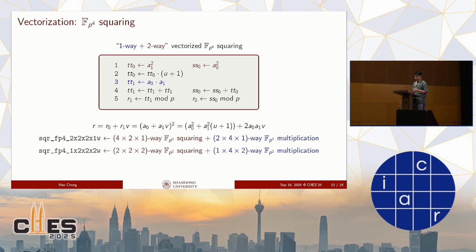So the only Fp4 operation that we need to vectorize is then the Fp4 squaring. And here it also has two squarings and one multiplication, so we take advantage again of the hybrid vectorization to implement it. We use two-way parallelized squaring and one-way multiplication to implement it. Recall that we have two different versions of the Fp2 squaring. So for the 2 times 2 times one-way, we use this combination, and then for the 1 times 2 times two-way, we use a different combination.